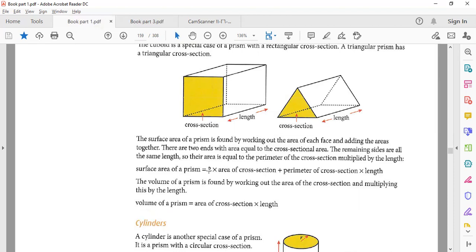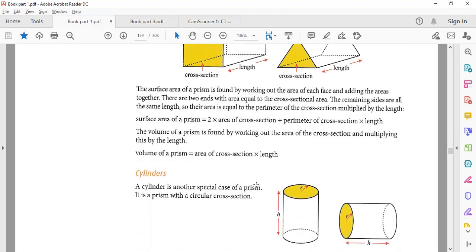Surface area for a prism: first, we need to find the area of the cross section. Multiply it by 2, plus the perimeter of the cross section multiplied by the length. The perimeter of the cross section means the perimeter of this side, multiplied by the length. So you will get your correct answer. If I'm talking about volume, it is simply the area of the cross section multiplied by the length. So you will get the volume of the prism.